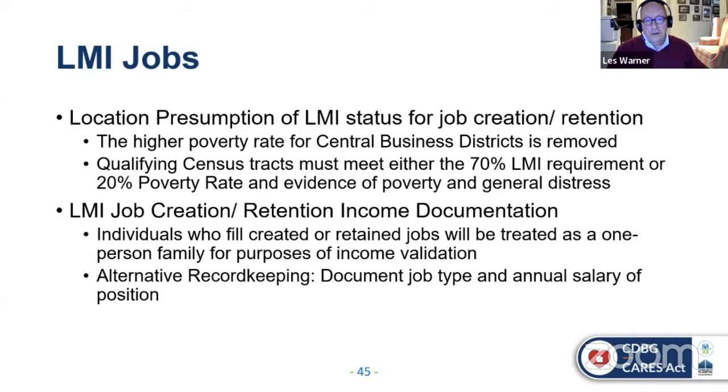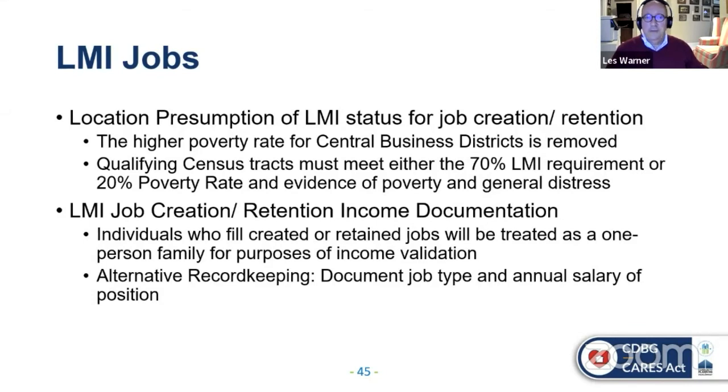In the past, you could not use the central business district without a higher level of poverty rate. For qualifying census tracts that include the central business district, they have to meet either the 70% LMI requirement or a 20% poverty rate and evidence of poverty and general distress. Under regular CDBG, the requirement would be a 30% poverty rate.